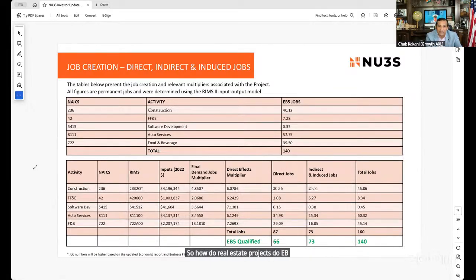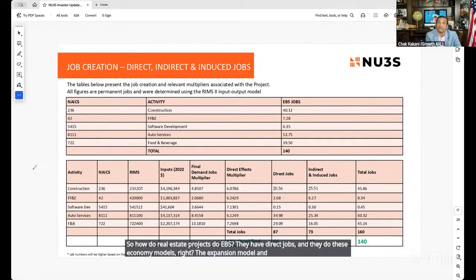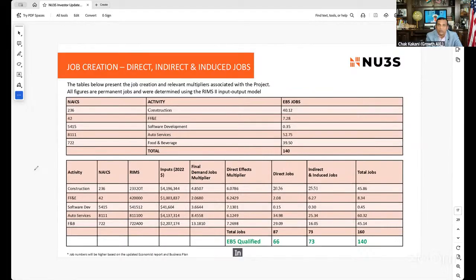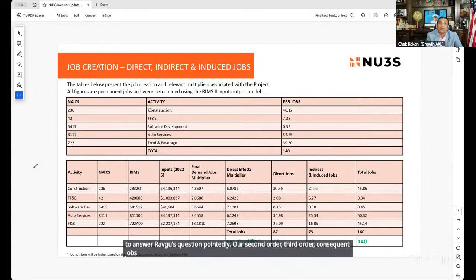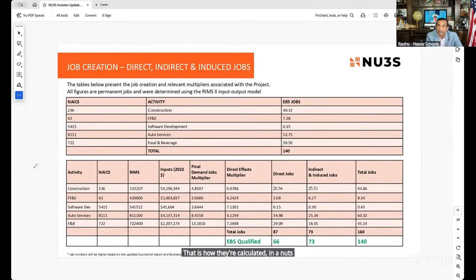They have direct jobs and they do these economic models, right? The expansion model and calculation models, which is accepted, by the way, in EB-5 by USCIS. In our case, we not only have construction jobs, we have direct jobs ongoing because it's an operational business, and we have indirect and induced jobs. Indirect induced jobs, to answer Raghu's question pointedly, are second order, third order consequent jobs created in the economy because of this business existing. That is how they're calculated in a nutshell. Does that answer it, Raghu?